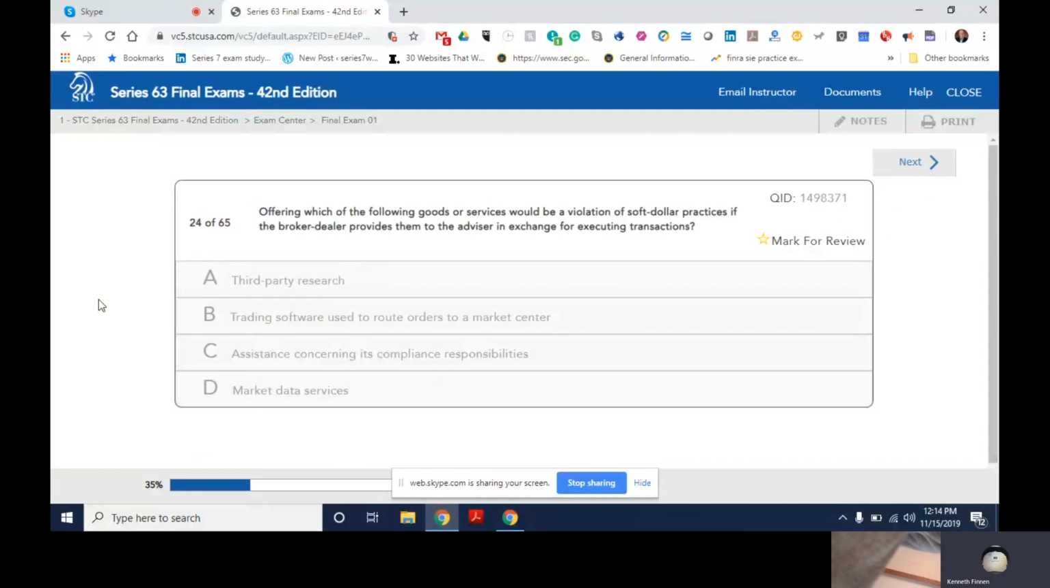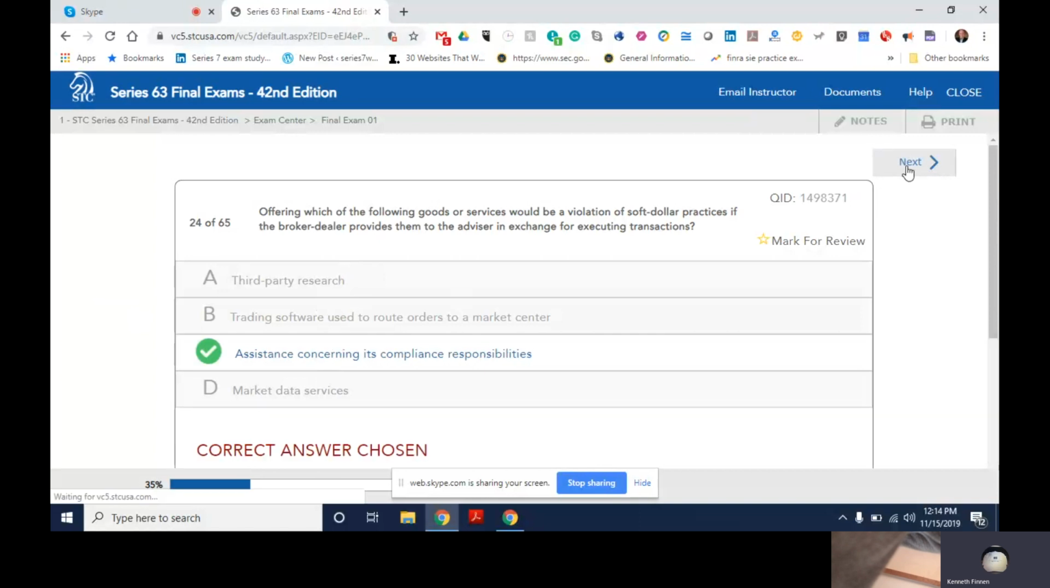Boom. Offering which of the following goods or services would be a violation of soft dollar if the broker-dealer provides them to the advisor in exchange for executing transactions. So what's allowed for soft dollar? What's not allowed? Okay. You can do third-party, you can do research, you can do software, and you can do more research, which is D. A, B, and D are all okay, plus ticket to a seminar. You cannot help them with compliance. That's like paying a salary. It has to be soft dollars only for stuff that helps the person invest, not run his business.